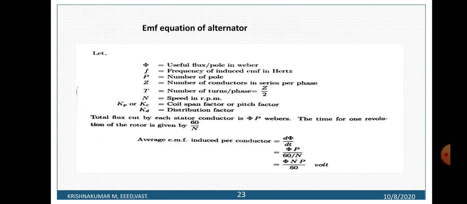Then the average EMF induced per conductor is equal to the rate of change of flux linkage, that is d phi by dt. Here d phi means phi P Weber, the total flux cut by a conductor, because the flux produced by one pole is phi and there are P poles. The time taken for one revolution is 60 by N. So the rate of change of flux linkage d phi by dt is equal to phi P divided by 60 by N, which is phi P N by 60 volts. The average EMF induced per conductor is equal to phi P N by 60 volt.